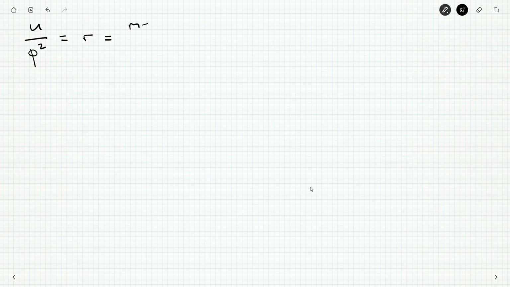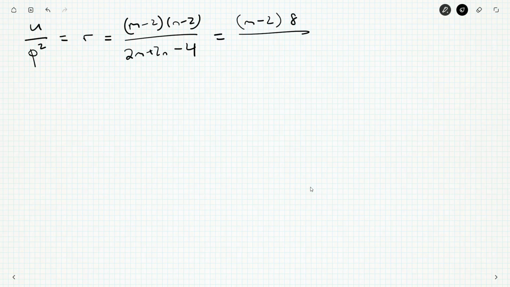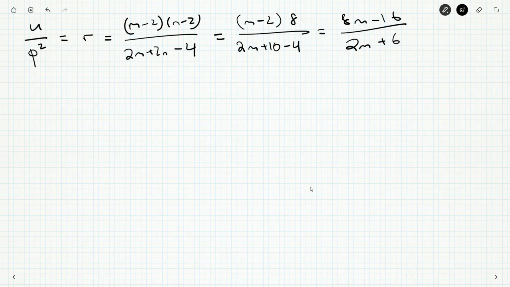And this is still m minus 2, n minus 2 over 2m plus 2n minus 4. But now we've got m minus 2 times 8 over 2m plus 10 minus 4. So that's going to be 8m minus 16 over 2m plus 6. That is a very different expression. Okay.